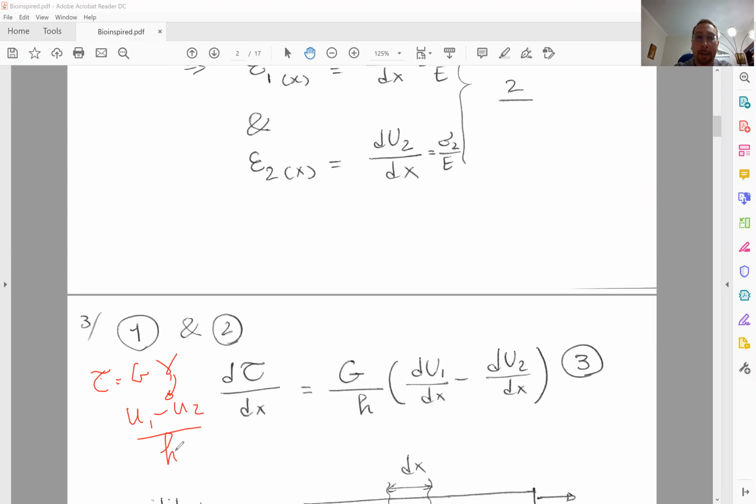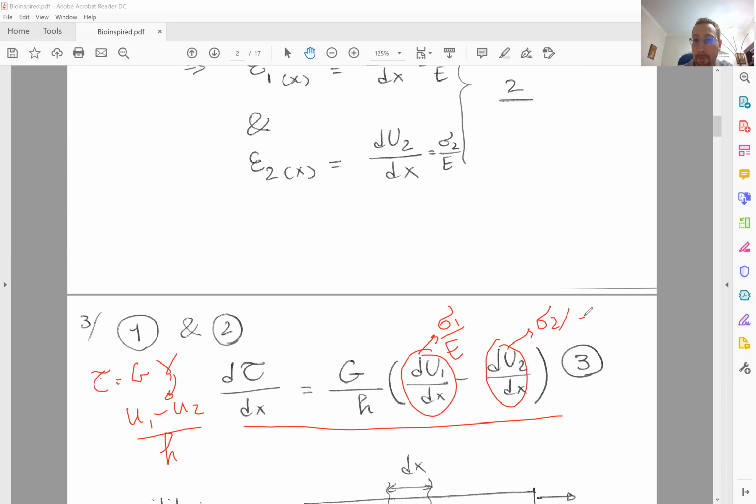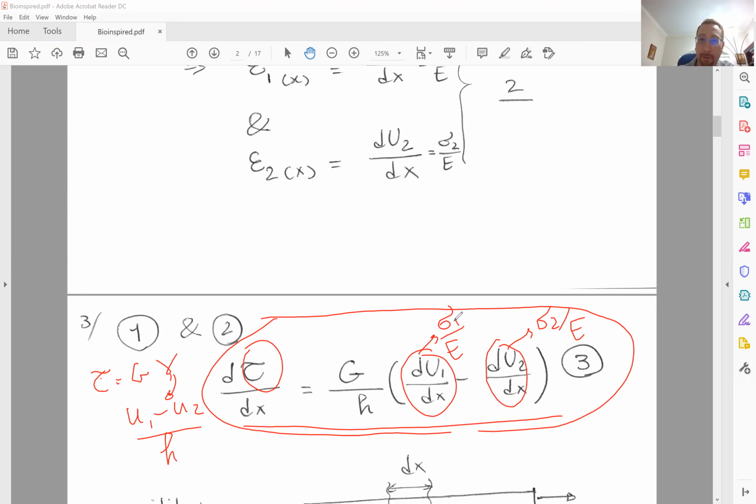If I combine these two equations and get the derivative of tau with respect to x, I end up with this equation. Now, the reason I calculated the derivatives just like carbon nanotubes is because I know this is equal to sigma 1 divided by E, and this is equal to sigma 2 divided by E. So that gives me a new equation 3 in which it's all about stresses. Displacements are now out because I can replace this with that and this with that.